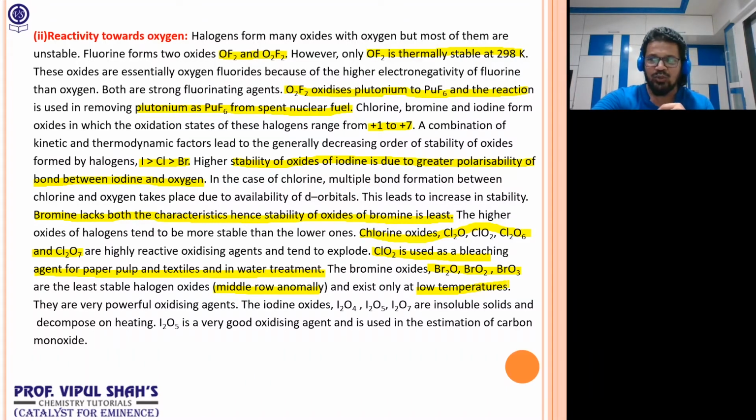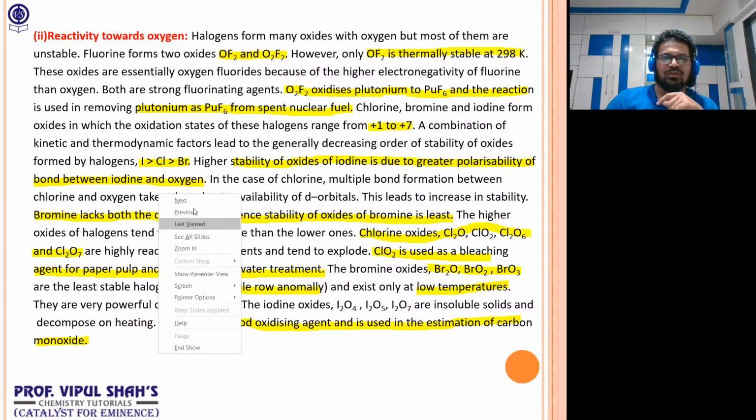That's why it does not show. Okay, and that's called the middle row anomaly part. Then second, iodine also forms oxides and they are insoluble solids. And important, people, I2O5, that's diiodine pentoxide. It's a good oxidizing agent used in estimation of carbon monoxide. So people, these uses will be important. So this is with respect to reactivity with oxygen.